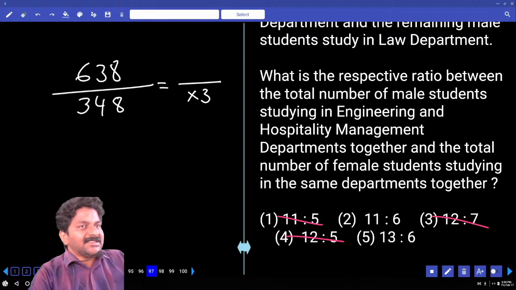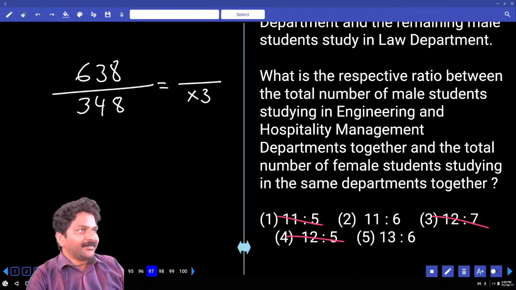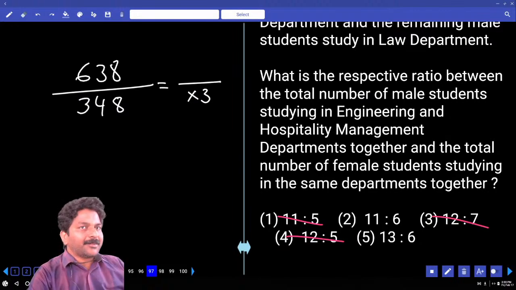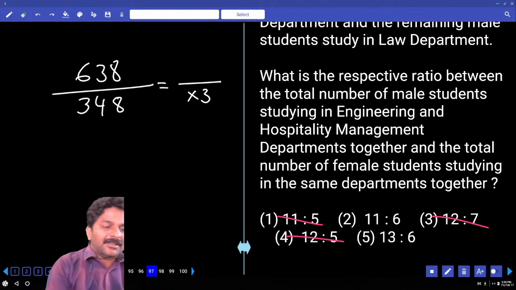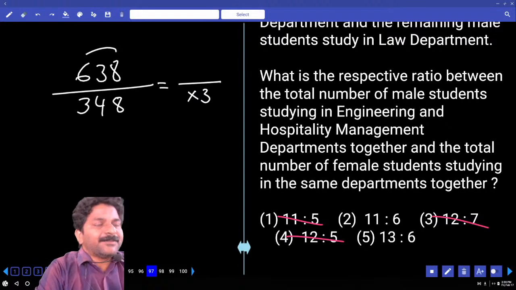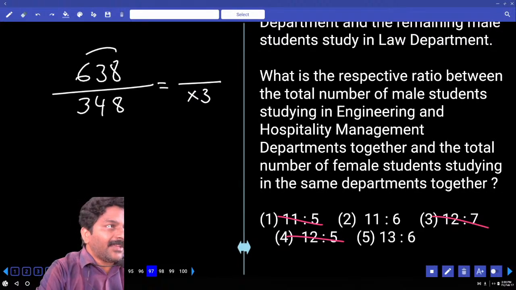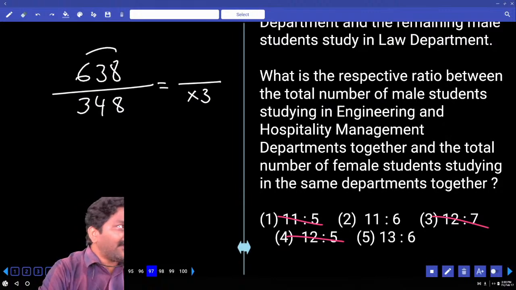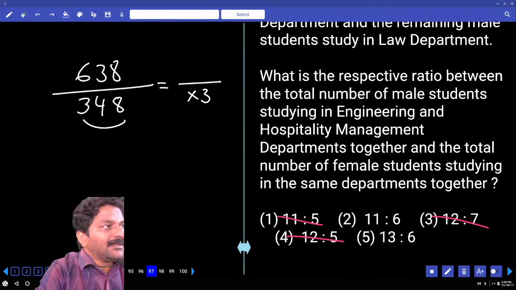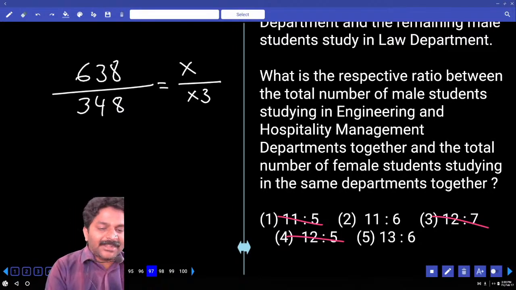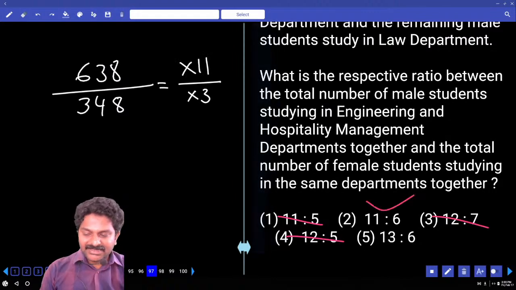Observe second and fifth. The first number in the second option is a multiple of 11, and in the fifth option it is a multiple of 13. 6 plus 8 minus 3 is 11. Yes? Is it a multiple of 11? Is your denominator a multiple of 11? Then your numerator must definitely be a multiple of 11. Answer: second option.